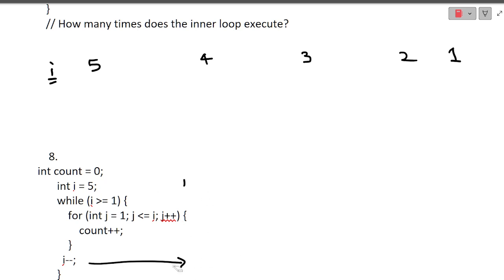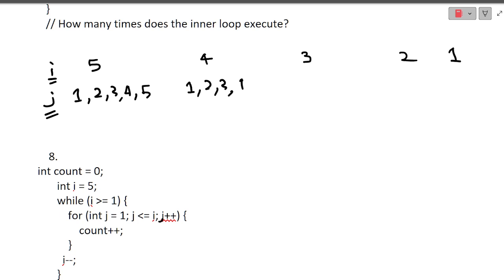Now let me erase this outer loop. Now I will not be considering my outer loop. This is nothing but my j. Now let me think about the inner loop. Here it says my inner loop will start from 1 and reach till i. So for the first time, 1, 2, 3, 4 and 5. For the second time, it will start from 1 and reach till i, which is 4. For the third time, it will reach till 3. Then 1, 2, then 1.